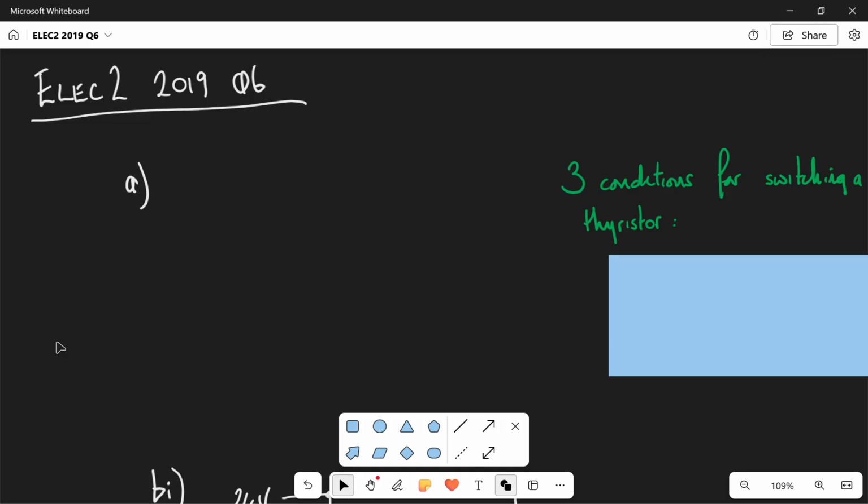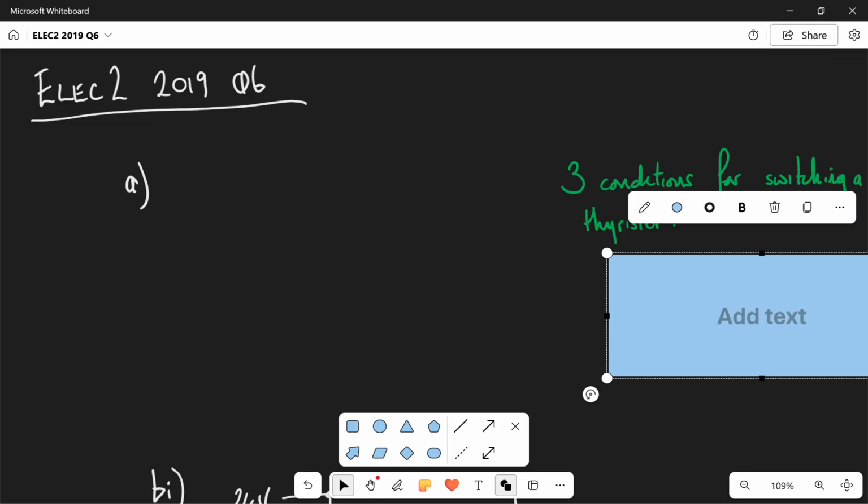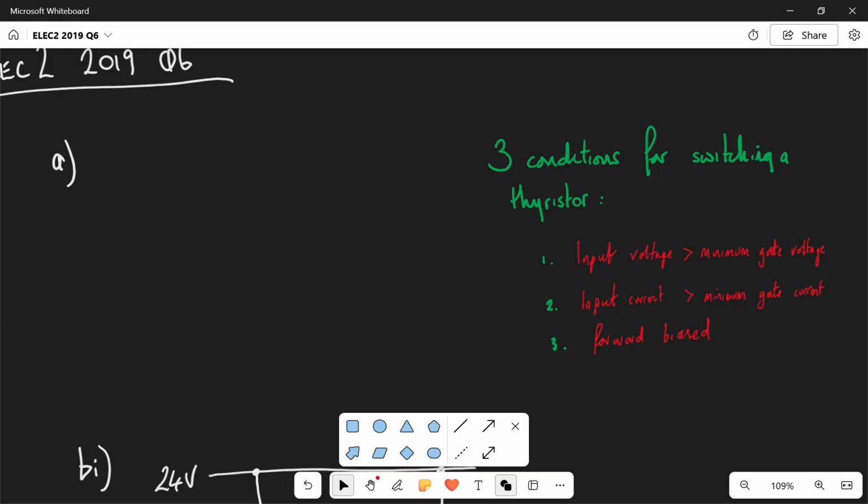Okay, so as far as thyristors are concerned, you need to know that there are 3 conditions for switching on a thyristor. I say 3, I suppose in reality you could say 2 as shown by the table. You need to know the voltage input, and that then creates a current input, and there's the bias. In short, the input voltage needs to exceed the minimum gate voltage. This means that the input current needs to then exceed the minimum gate current, and normally they're connected, and your thyristor needs to be forward biased.